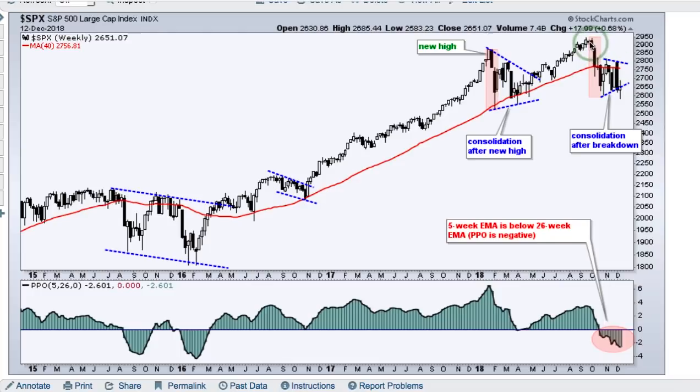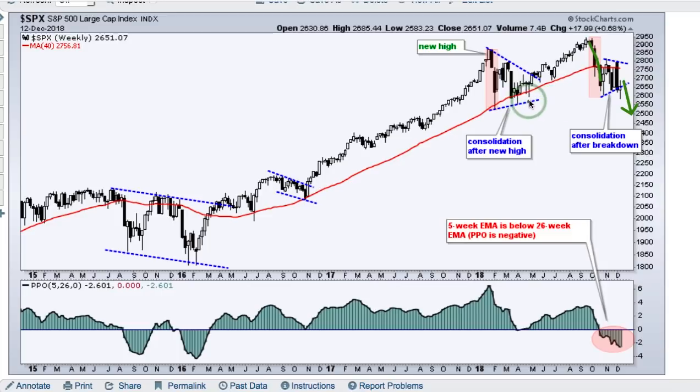So you can see here is the breakdown. We're below the 40-week moving average, which is equivalent to the 200-day moving average. And we've got a consolidation after the breakdown. So a consolidation after a breakdown and a sharp move lower is a bearish continuation pattern. And that's what I'm drawing here. So you can see that, if we do break down here, that's going to argue for lower prices. And you can say, all right, where's the next support level?